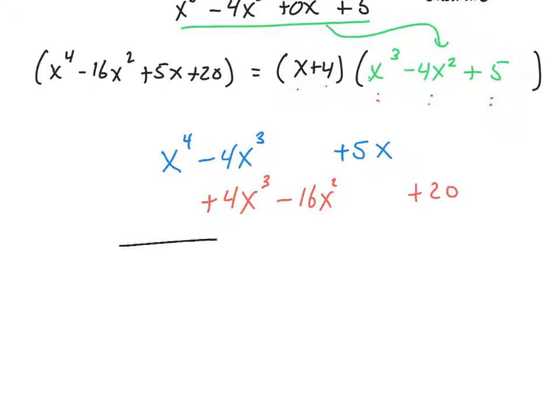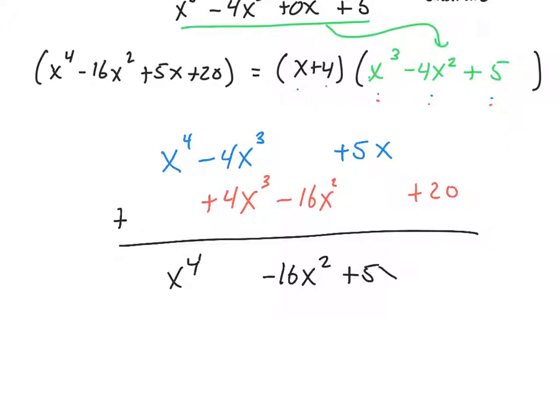So notice how I group my terms here. I put all the x to the 4ths together, all the x cubes and squares and x's and constant terms, right? So now I just go ahead and add. I get x to the 4th, negative 4x cubed plus 4x cubed, that's 0x cubed. And I get a minus 16x squared, and a plus 5x, and a plus 20. Okay, so what I notice is that this right here is the same as this down here. And so I can conclude that the work I did up above was, in fact, correct.